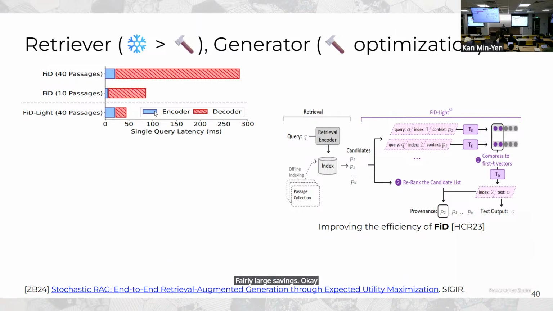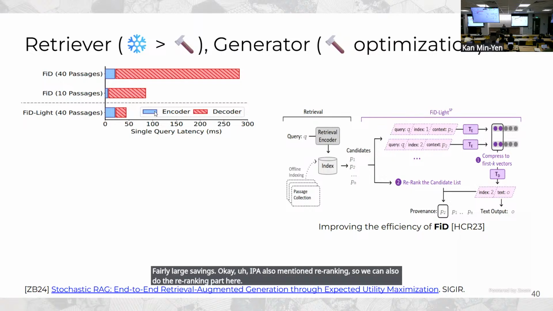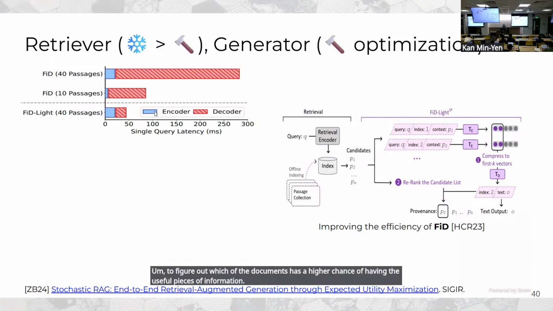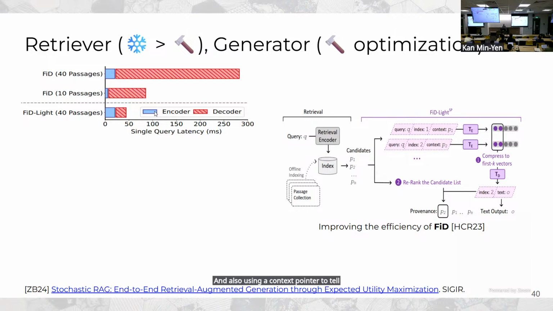Haitao also mentioned re-ranking, so we can also do the re-ranking part here to figure out which of the documents has a higher chance of having the useful pieces of information, and also use a context pointer to tell us which document generated which part of the answer.